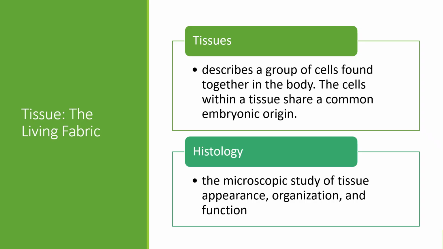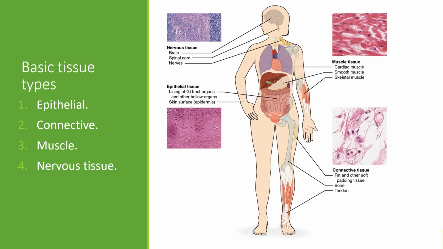Histology is the study of tissues. This is using the microscope, learning about the appearance, the organization, and the function, and being able to identify them. That's what a histologist does. There are 4 types of basic tissue types: epithelial, connective, muscle, and nervous tissue. And the picture there gives you some examples of the different ones that we'll be talking about.